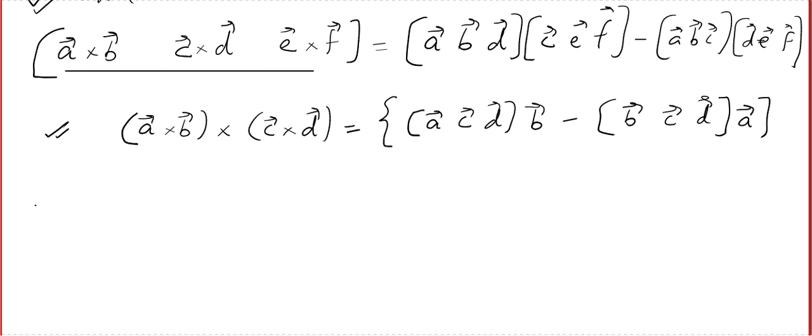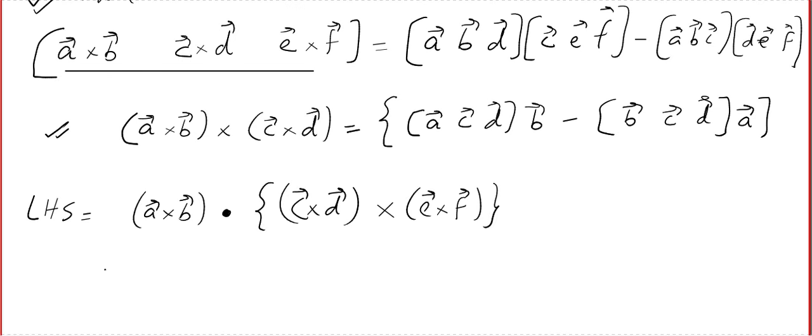Okay, so let's start once more. Left hand side is A cross B dot. Okay, let's try with the second formula. Tell me the second formula. Very simple: you start with the first one, skip the second one, EF.